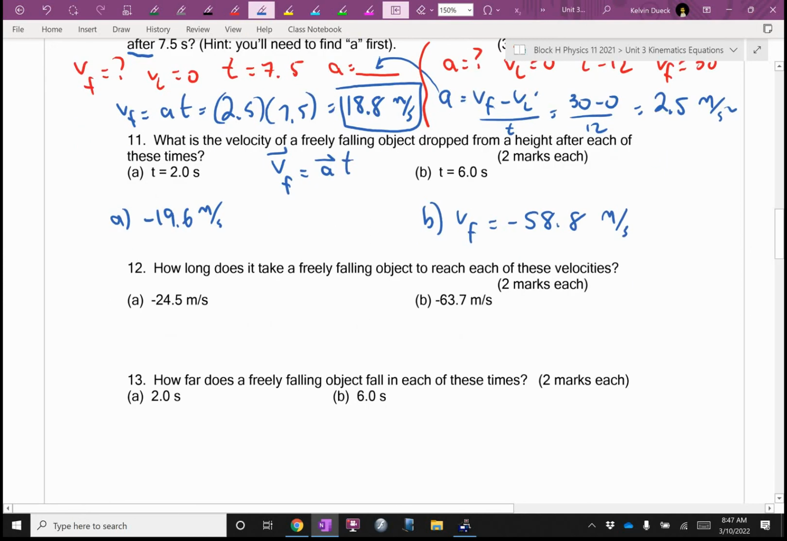Number 12, I would never let this, yeah? Is it 2 marks in total or each? 2 marks each. That's why it says 2 marks each. See? So what I would have done, by the way, is I would have given you 1 mark if I saw the numbers, 1 mark for the answer, 1 mark if I saw the numbers, 1 mark for the answer.